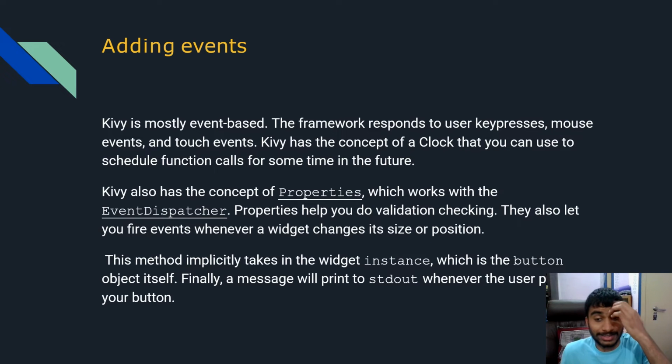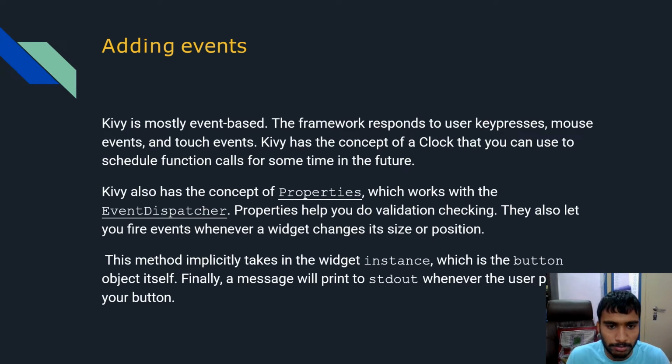So what does that mean? I will repeat the sentence once again. Kiwi also has the concept of properties which works with the event dispatcher. Properties help you do validation checking. They also let you fire events whenever a widget changes its size or position.